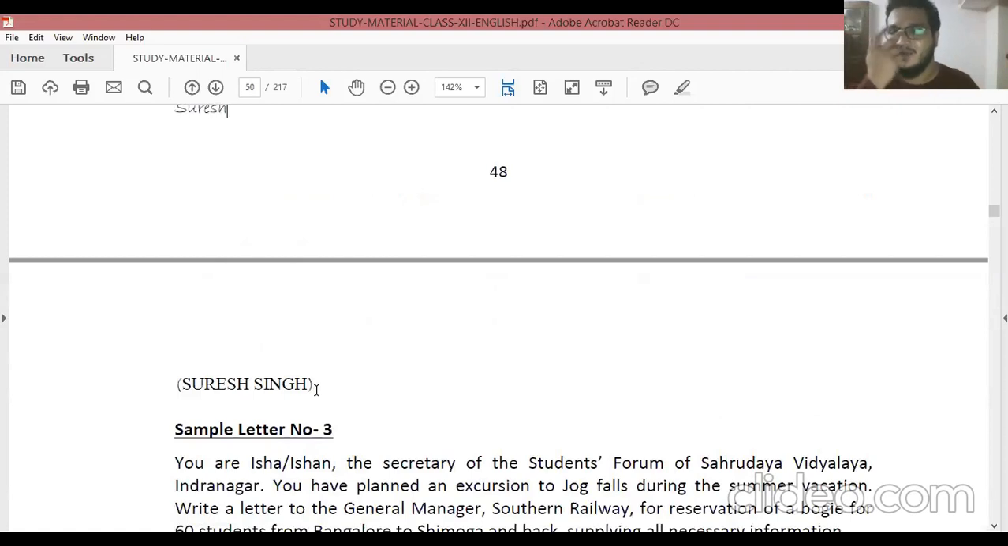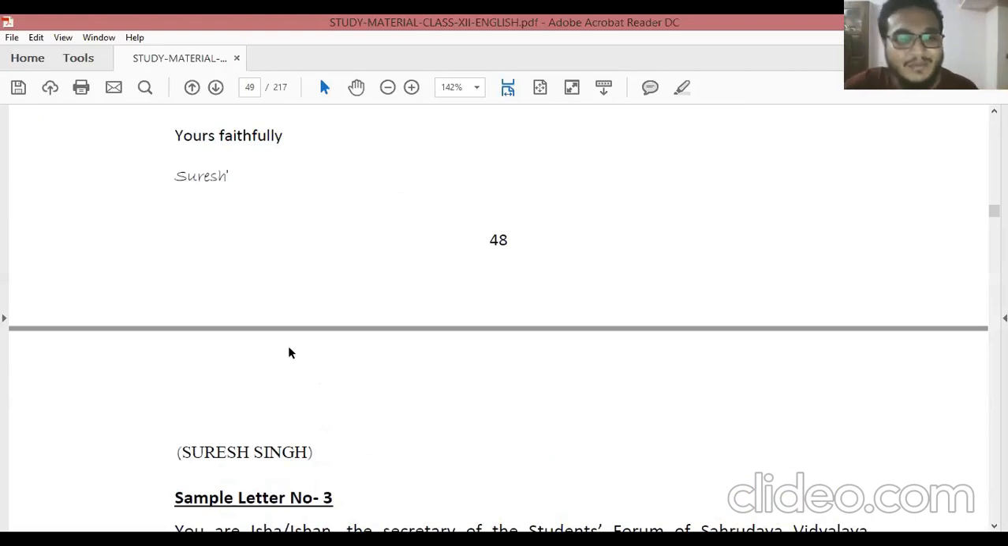You might have seen in some official letters where the principal's full name will be there, and above it the principal's signature will be there. Similarly, he has done, so it is also valid. It is acceptable. Suresh, only Suresh, and under it Suresh Singh, the full name, is there. It is acceptable. If you are not writing Suresh Singh and only writing Suresh, it is not acceptable. You must write the full name. Okay, got it clear?